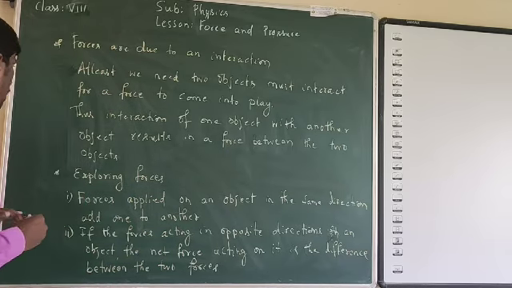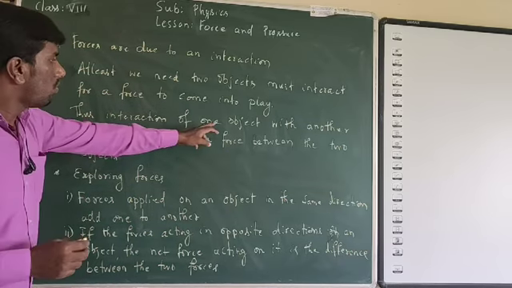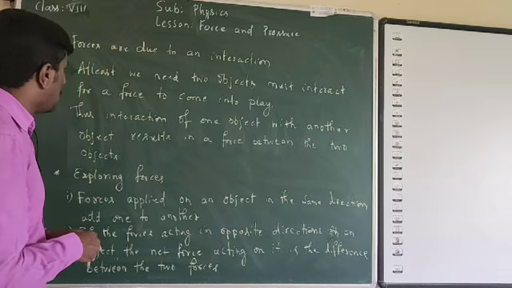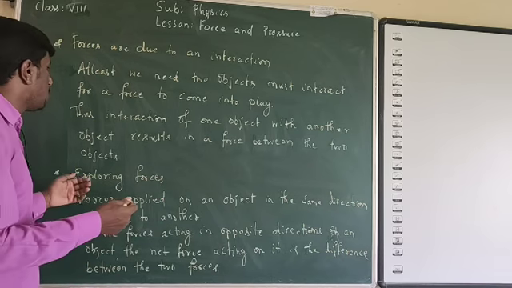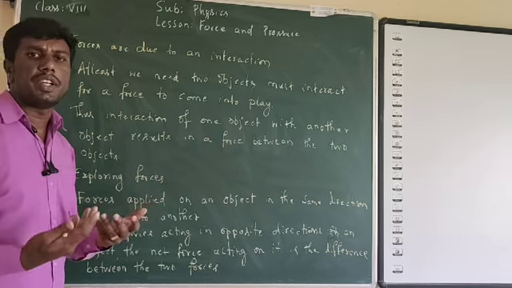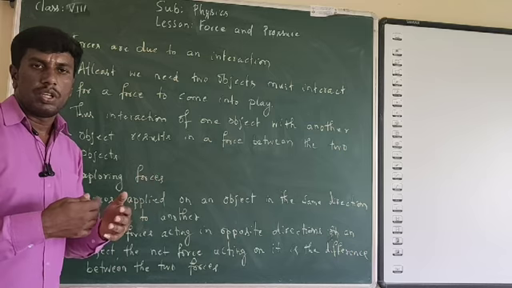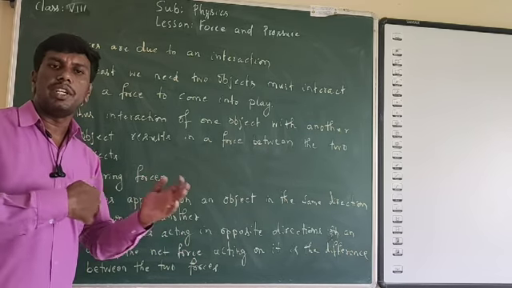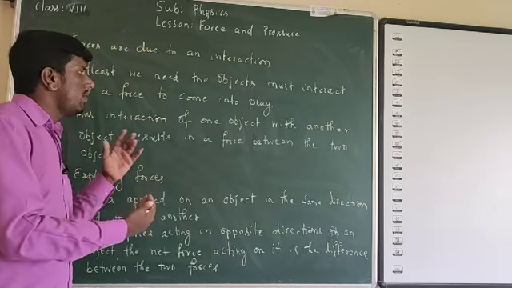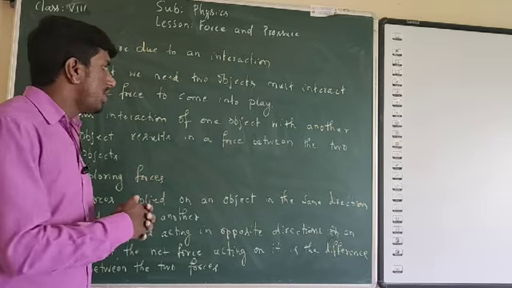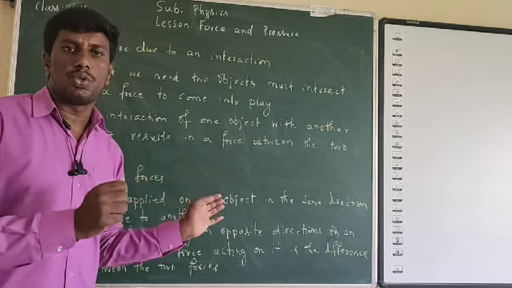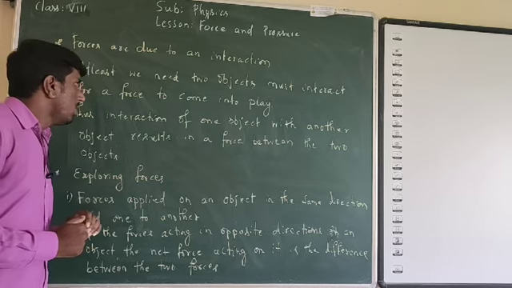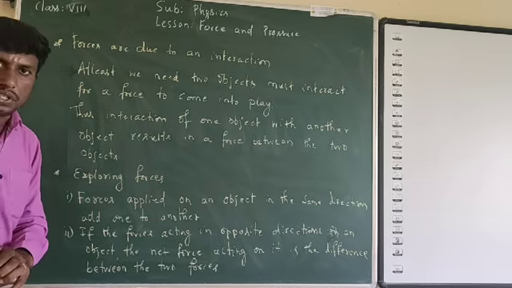Okay. So next. Thus the interaction of one object with another object results in a force between the two objects. So there should be an interaction with each other. If there is no interaction, there is no force exerted. So there should be an interaction. If there is an interaction between those two objects, there will be a force between those two objects. Okay. So that is about forces are due to interaction.